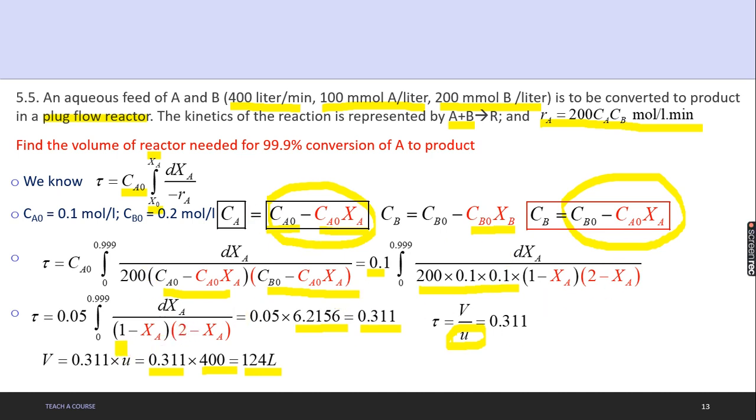And regarding this integration part, I will suggest you, because you see, we can actually split it into two different components. So we can make it like some constant divided by 1 minus xa plus another constant divided by 2 minus xa. So we're splitting this multiplication into two different groups, and then integration by parts is easier for solving these kinds of problems. This is a mathematical aspect you should also know when you are going to do the integration.